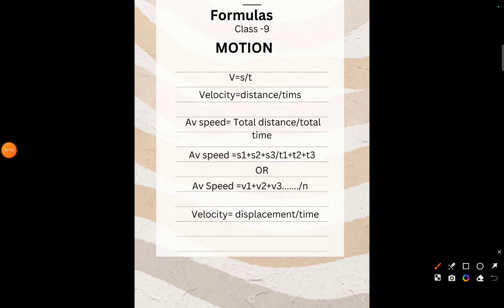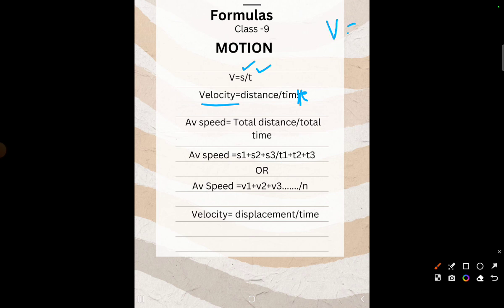Today we are discussing the different formulas that are used in the chapter Motion for class 9. The first formula is how to find out the velocity. The formula is distance upon time. It's written S here, which is a printed mistake. So it is distance divided by time. We denote it as S divided by T.